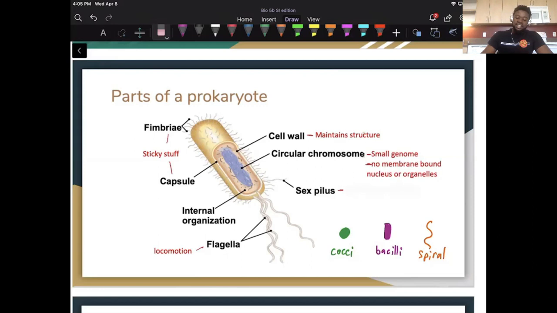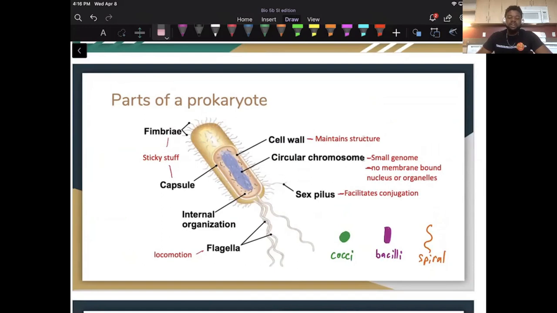Last but not least is this little sex pilus right here. That weird looking structure is basically kind of what it sounds like. I think of it as sort of a bacterial sex organ, although it's kind of weird. I guess they have to conjugate somehow, and it helps facilitate conjugation. That little structure that sticks out of them helps connect with other bacteria and helps with horizontal gene transfer. All right, so that pretty much summarizes the basics of prokaryotes.